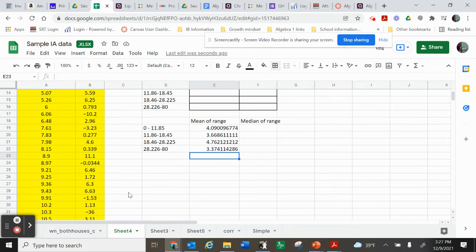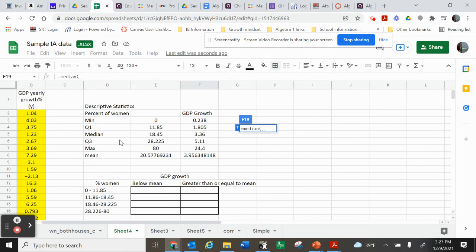So that might be more helpful for you because the overall mean might be messed up. For instance, even though this has a higher GDP or a higher percentage, this shows the individual average of the GDP growth in that range. And you do the same thing for median. So I'm going to do the median of the first quartile.